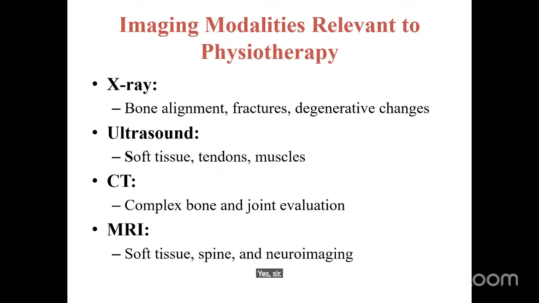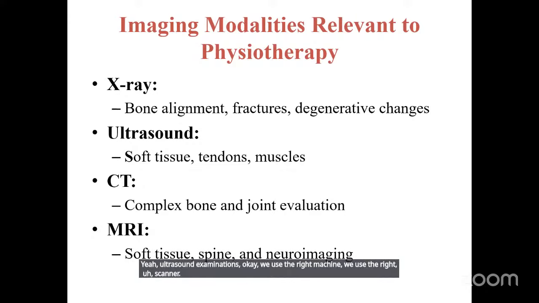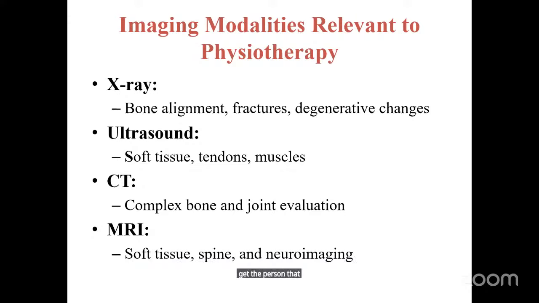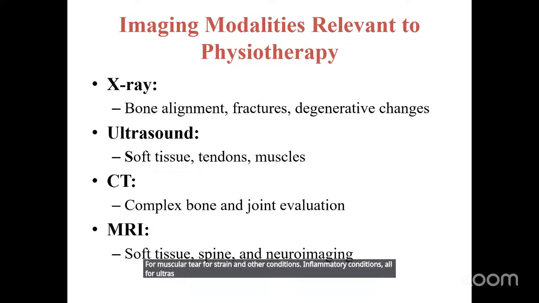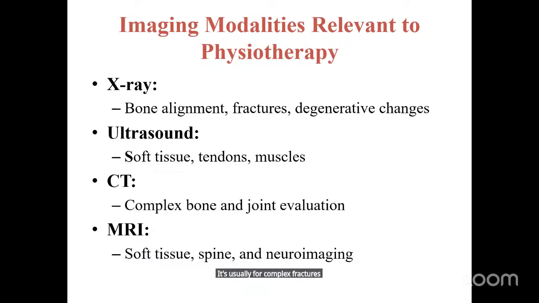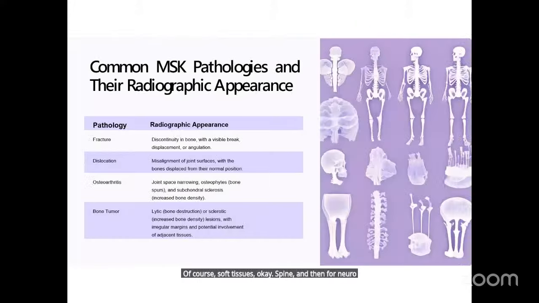For ultrasound examinations, we also use the right machine, the right scanner, and get a person who is experienced to do the soft tissue examinations for tendon tear, muscular tear, strain, and other inflammatory conditions. CT is usually for complex fractures, complex dislocations, or complex degenerative changes, even extensive joint evaluation. MRI, of course, for soft tissues, spine, and neuro imaging. So what are those common pathologies and their radiographic appearance?